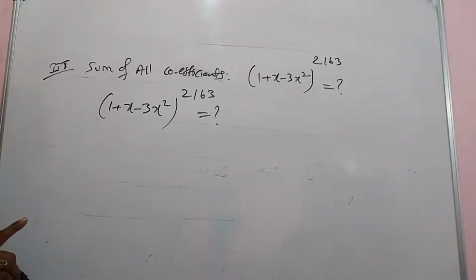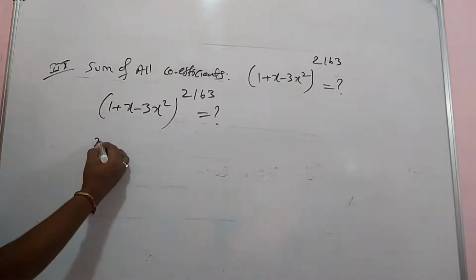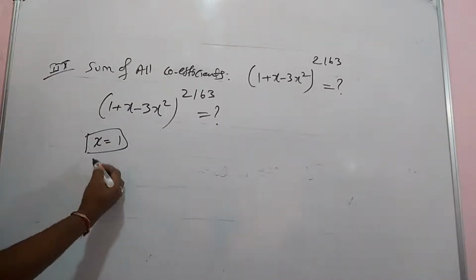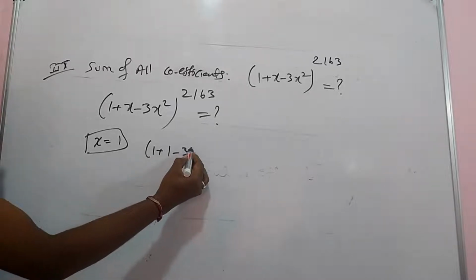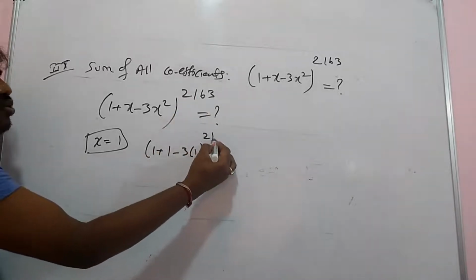Can anybody tell me what is the sum of all coefficients? Substitute x is equal to 1. Just substitute x is equal to 1. What do I get here? 1 plus 1 minus 3 into 1, whole raised to the power 2163.